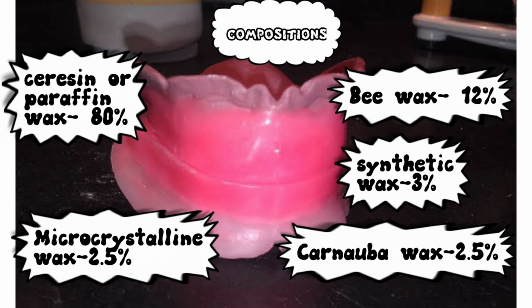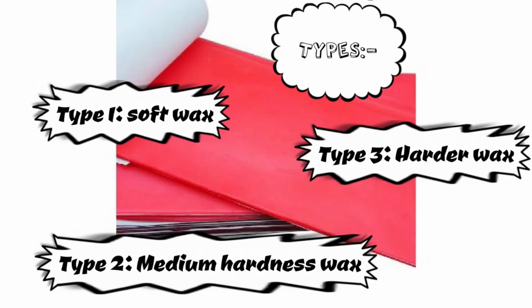Now we will discuss the types of base plate waxes. There are three types: Type 1 soft waxes, Type 2 medium hardness waxes, and Type 3 harder waxes. So this is all about the base plate waxes.